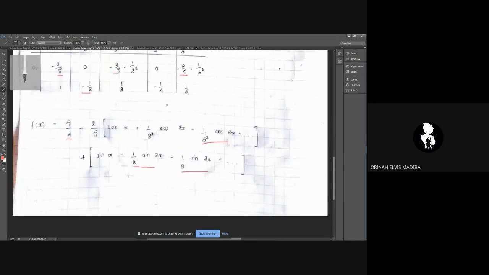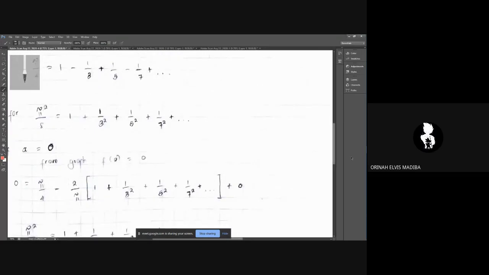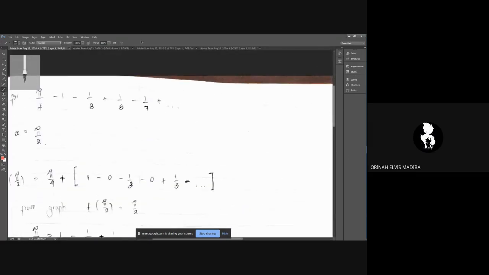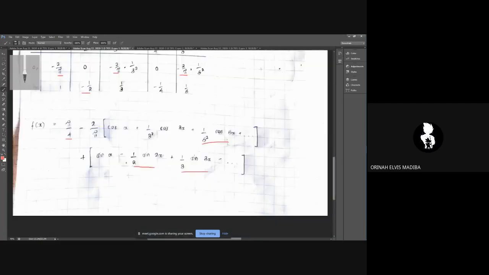Before I move on, this is our Fourier series solution. Now, let me get back to number 1.